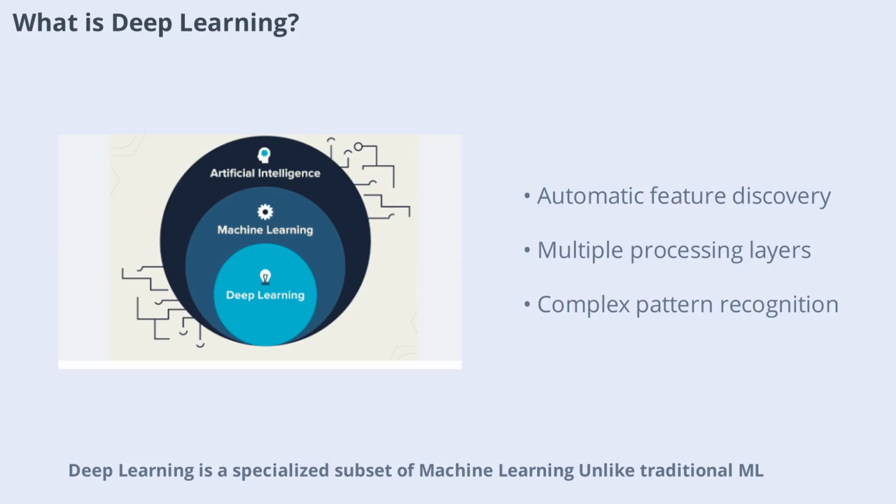Deep learning is a specialized subset of machine learning. Unlike traditional ML, which relies on humans to manually engineer features, deep learning models can automatically discover features from raw data. The term deep refers to the multiple layers these models use to process information, allowing them to learn complex patterns and make accurate predictions. This ability to extract features on their own is what sets deep learning apart, making it the backbone of modern AI systems. As we move forward, you'll see how these layers work together to transform raw data into meaningful insights.